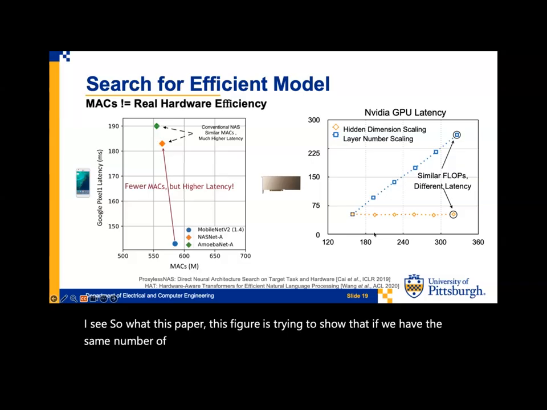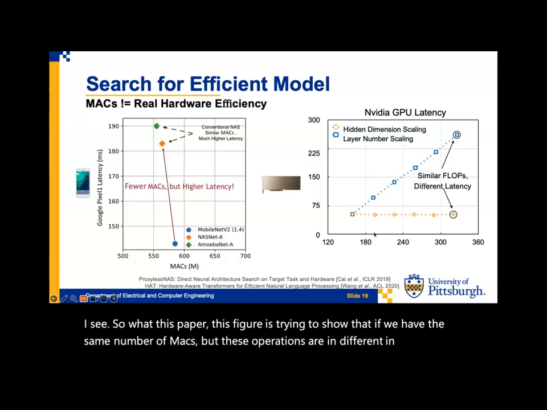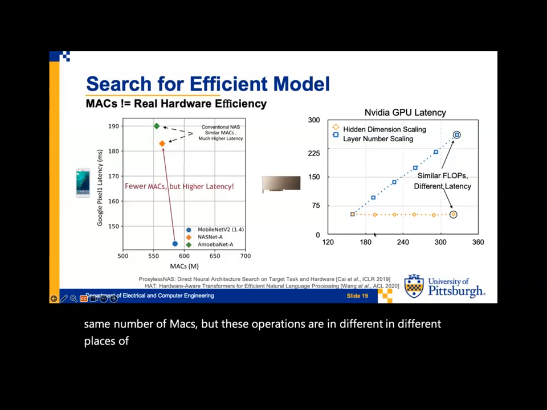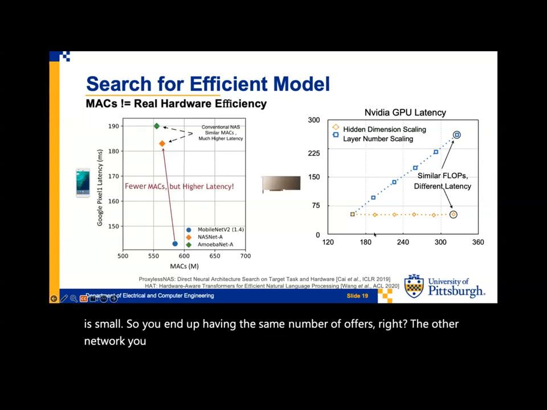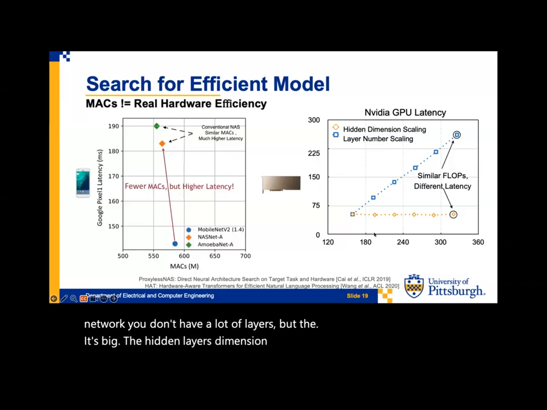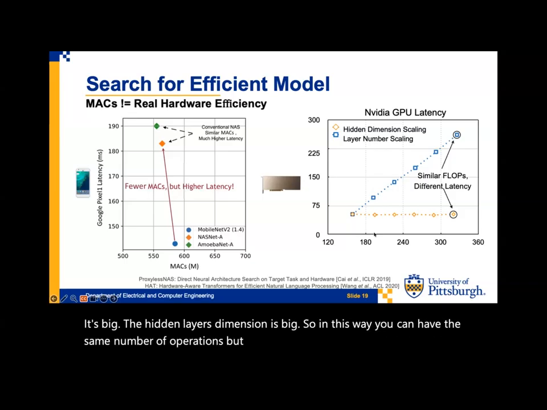but these operations are in different places of the network. One network might have many layers, but each layer is small, so you end up having the same number of operands, right? The other network, you don't have a lot of layers, but the layer is big. The hidden layer's dimension is big. So in this way, you can have the same number of operations, but they are in different places. Does that make sense?